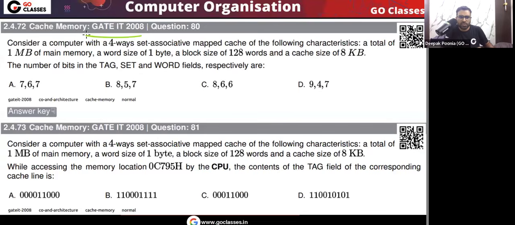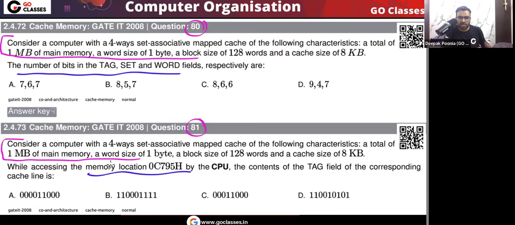Let's solve the GATE 2008 question. In GATE 2008, these are question number 80 and question number 81. Basically, this is a paragraph type question. This paragraph is given, and based on this paragraph, there are two questions. You can see the same paragraph is given in both question number 80 and question number 81. Based on this paragraph, two different questions have been asked.